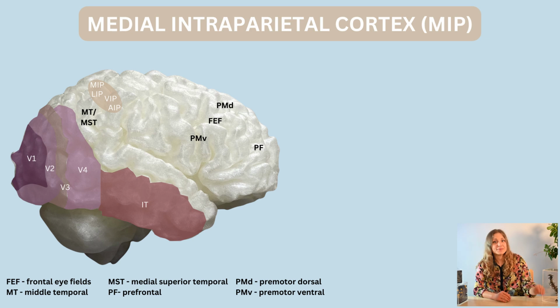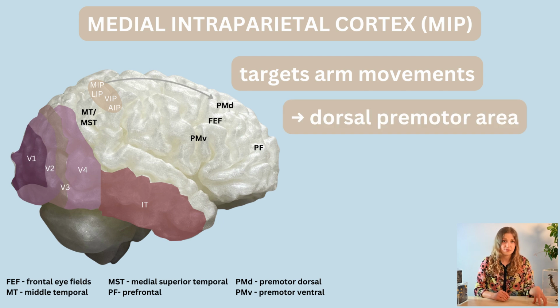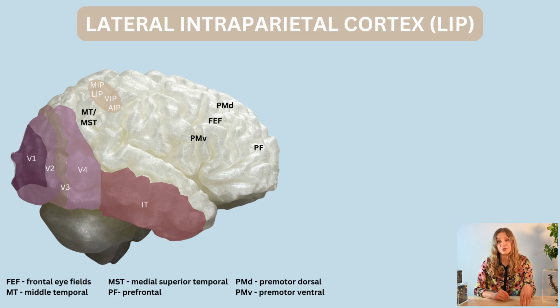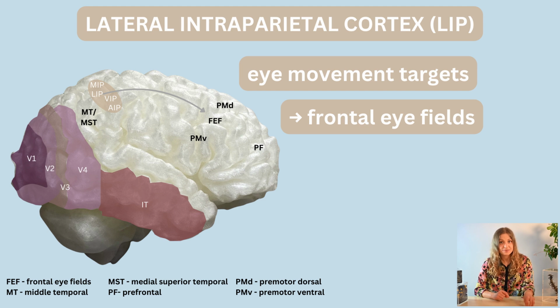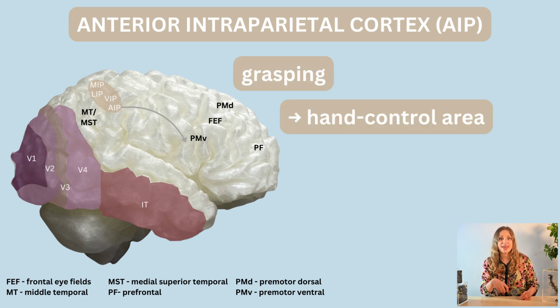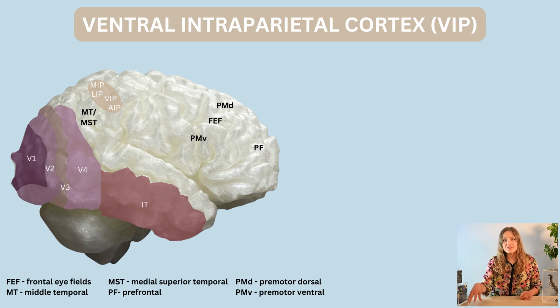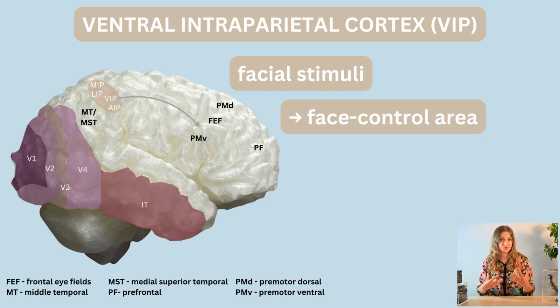These areas are directly linked to specific movement control regions in the premotor cortex. For instance, the medial intraparietal cortex, MIP, targets arm movements and connects to the dorsal premotor area, while the lateral intraparietal cortex, LIP, is involved in eye movement targets projecting to the frontal eye fields. The anterior interparietal cortex, AIP, focuses on grasping and extends to the hand control area, and the ventral intraparietal cortex, VIP, is linked to facial stimuli and connects to the face control area.